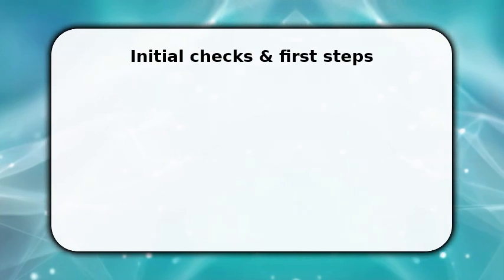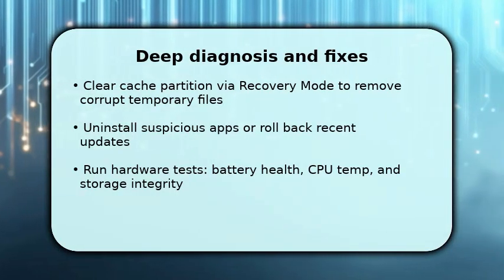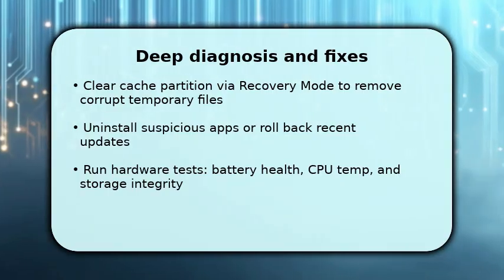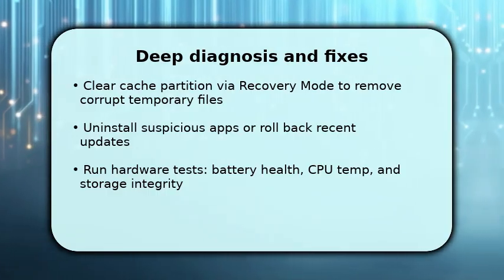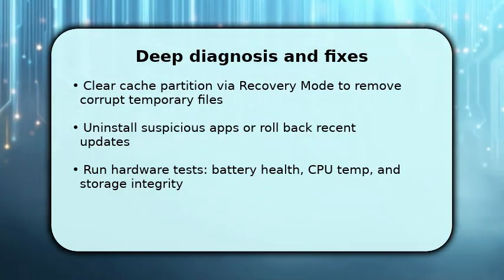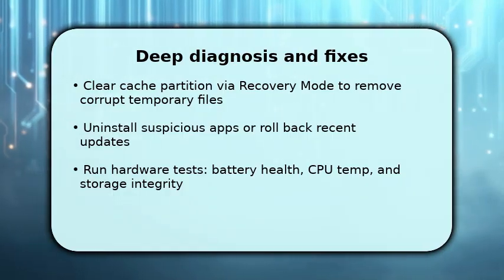Once you've isolated potential software causes, clear the cache partition from recovery mode. Corrupted temporary files often trigger shutdowns, and this is non-destructive. Make sure to uninstall or disable any apps identified earlier, and if an app came with an update, roll it back or install the previous stable build where possible.